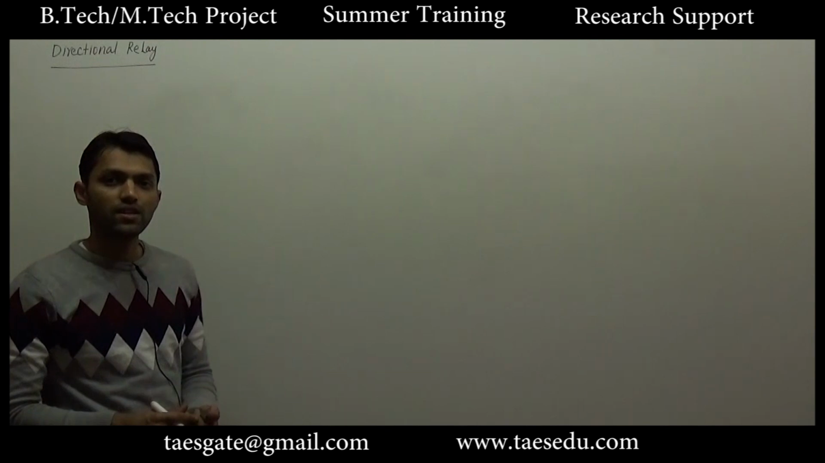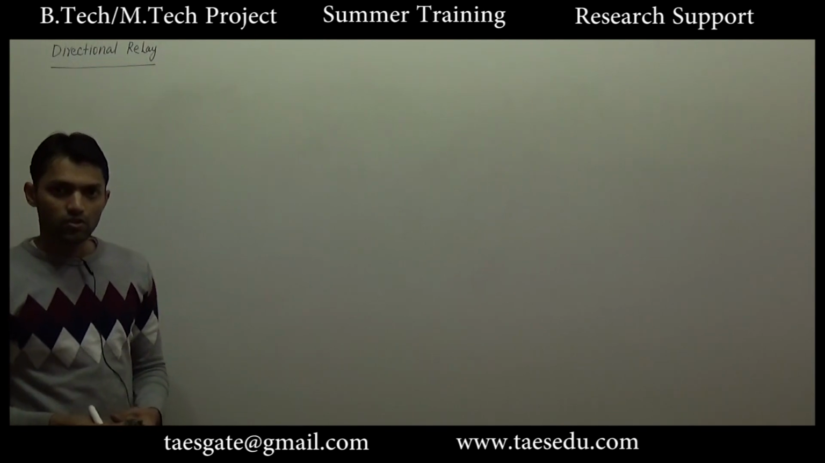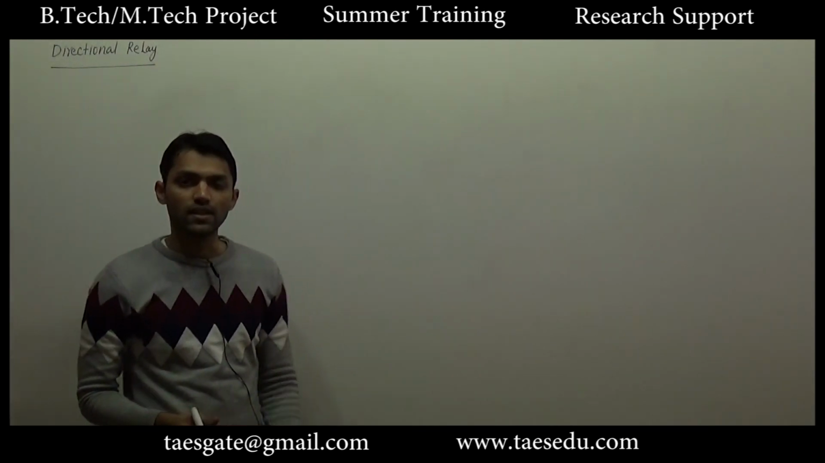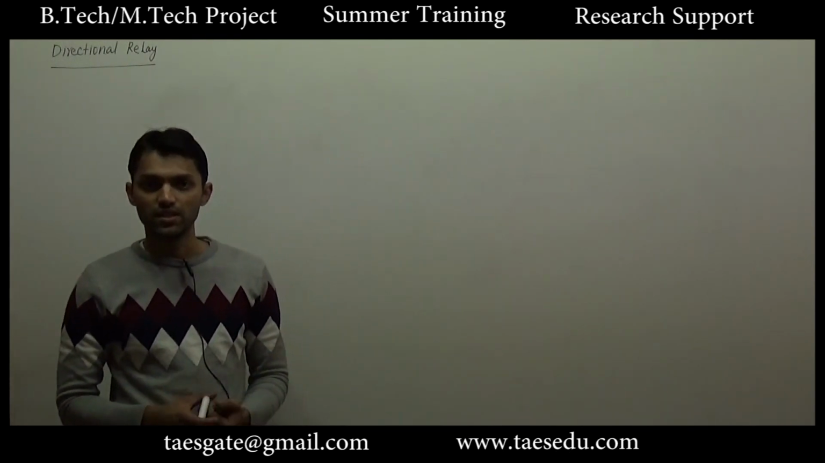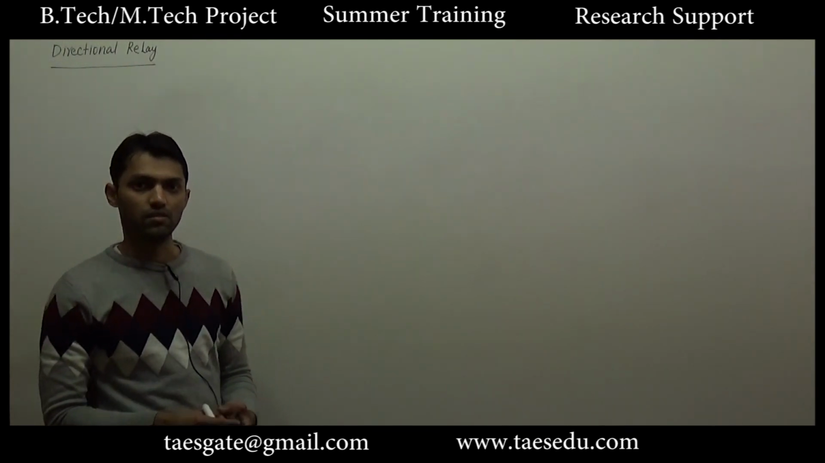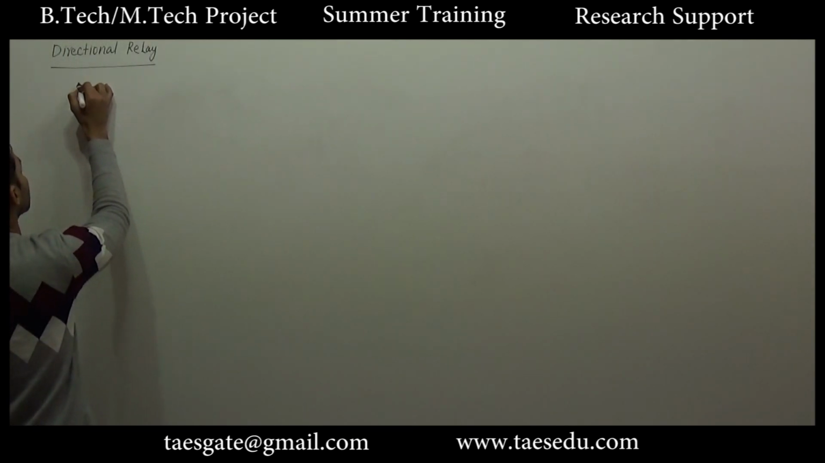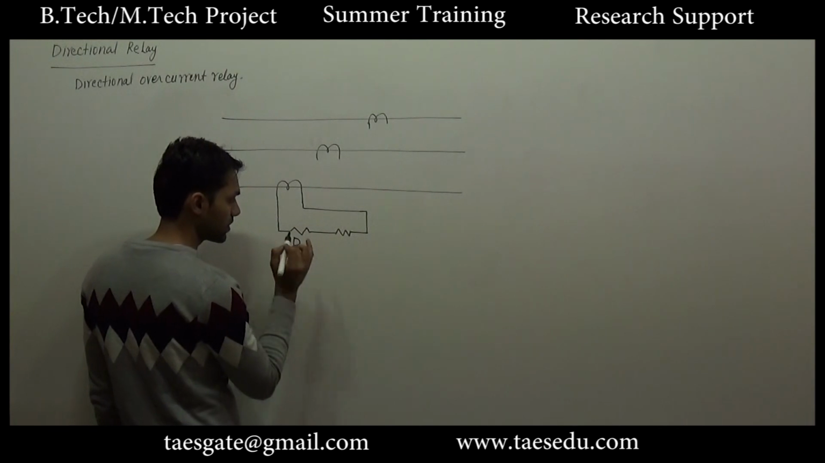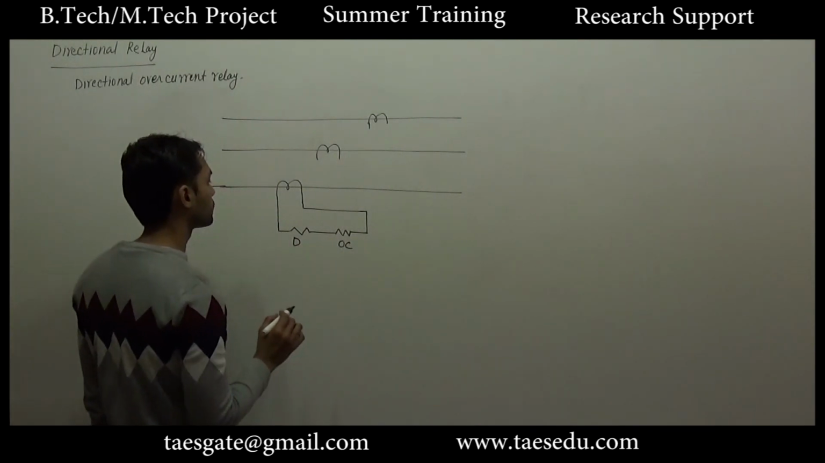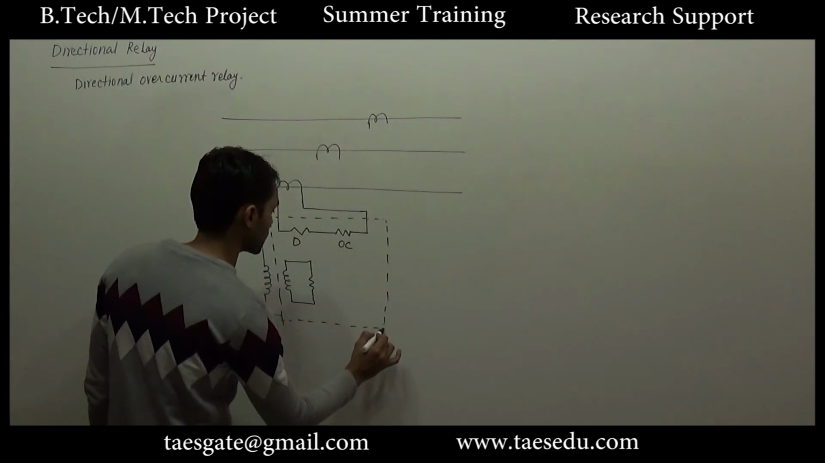As I said earlier, a directional relay can only detect the direction of current, it cannot detect a fault. So there should be an additional relay to detect the fault, like a directional overcurrent relay. The directional relay detects the direction of current, and the overcurrent relay makes the decision about whether a fault has occurred in the line or not. So let us understand the operation of the directional overcurrent relay. This is the directional relay and this is the overcurrent relay.